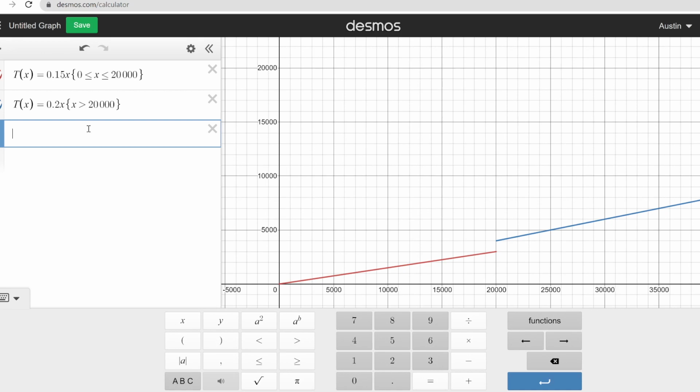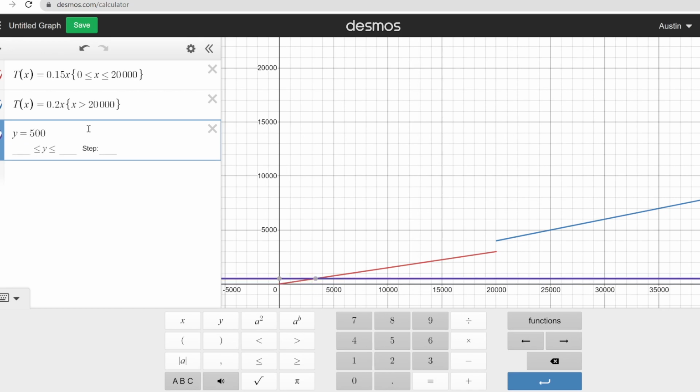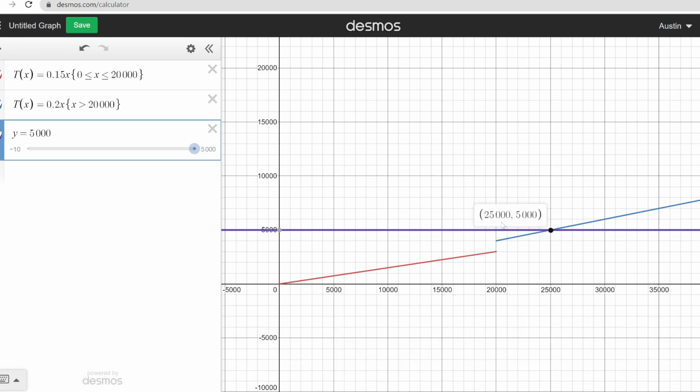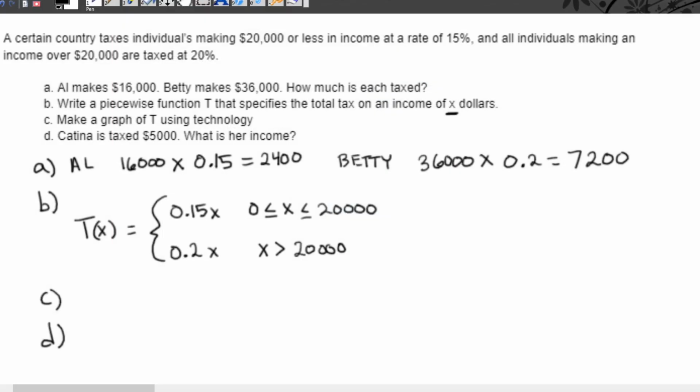We can double check. We can plot y equals 5,000. And we'll be able to see exactly that her income would be 25,000. Okay, so Katina's income is $25,000. All right, and that is all.